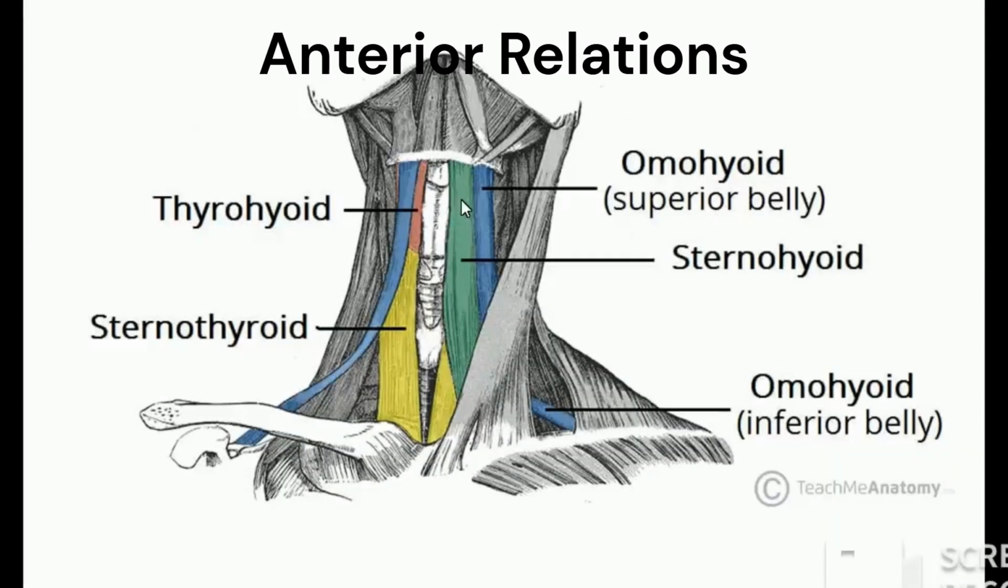Two more muscles in the neck that are located anterior to the common carotid artery. This is the sternohyoid, and then we have the sternothyroid. So all of these muscles and the anterior jugular vein will be located anterior to the common carotid artery. These are the anterior relations.